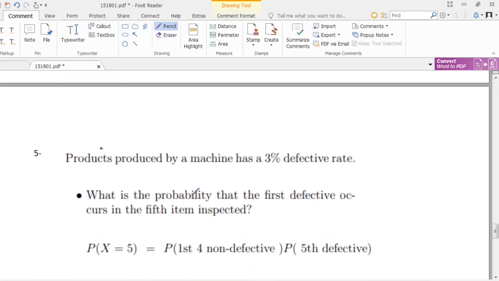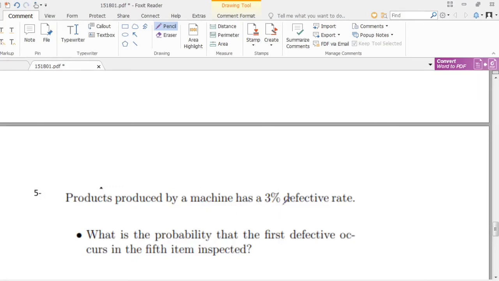here is asking about a product produced by a machine that has a 3% defective rate. And here check the question and check the difference between this and the previous one. He asks here about what is the probability that the first defective occurs in the fifth item inspected. And here's the difference. He asks here about the time of the event, the time of this occurring. And this is different from Poisson. So it will be the geometric. Okay, why is geometric here? Because he asked about the first event happening.